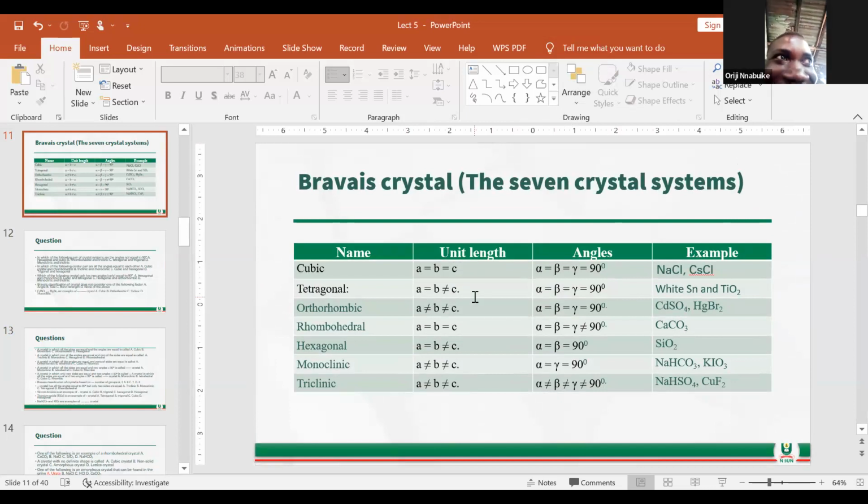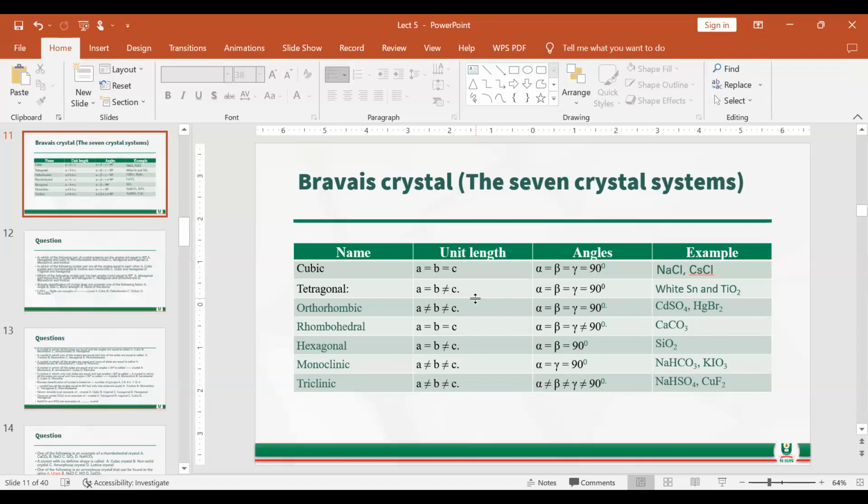Hello, sir. Yes, sir. Good evening, sir. Good evening. How are you? I'm fine, sir. Please, sir, I'm not following you. You mean you didn't follow me in this lecture or the previous one? The tetra and the rhombic. I would like it if you can draw the diagram so that I'll be able to identify.